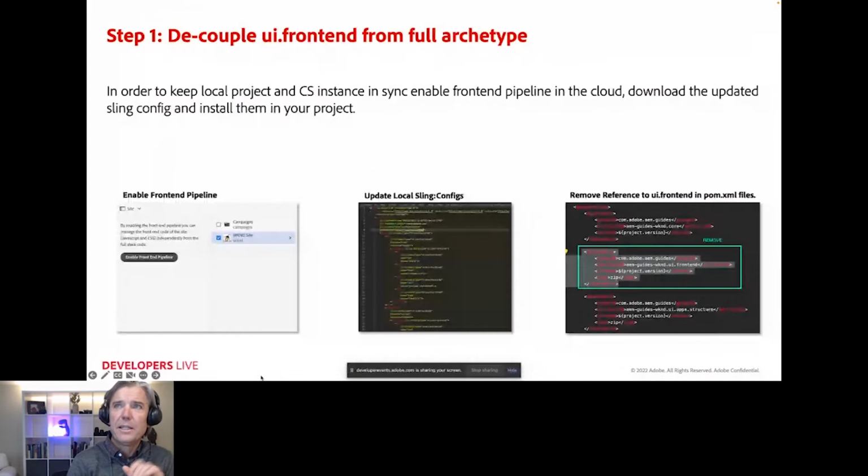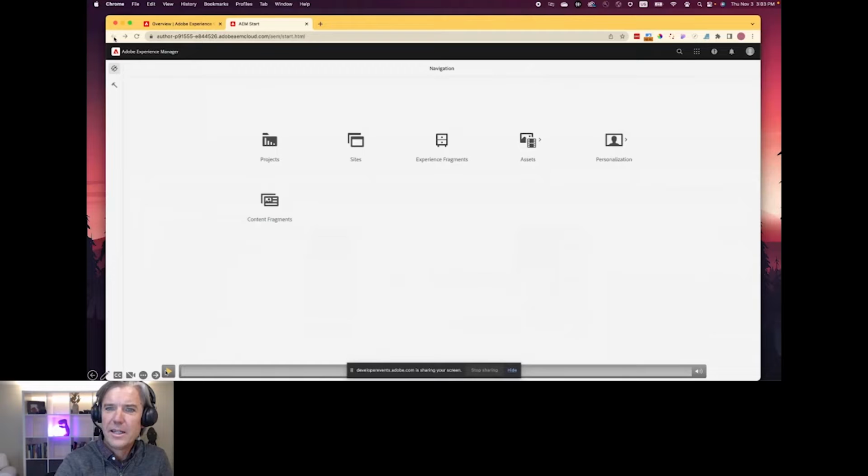So decoupling the UI front end from the full archetype. The first thing we're going to do is go into the interface and enable the front-end pipeline. We'll use that then to update some Sling configs, and then we'll work within the code to decouple it. And in full confession, I've recorded elements of this so that you don't have to watch me click around and try to remember the actual flow that I should be following. So let's go ahead and get this started.